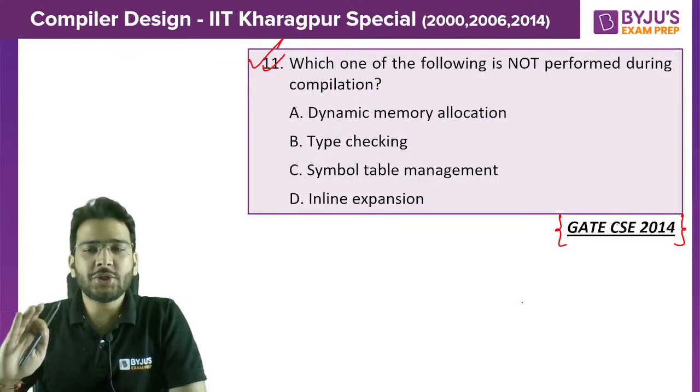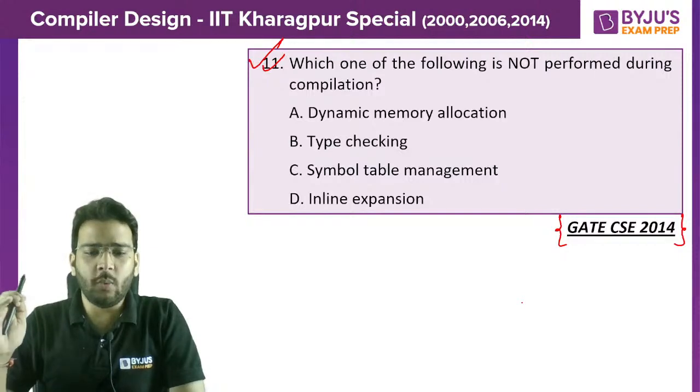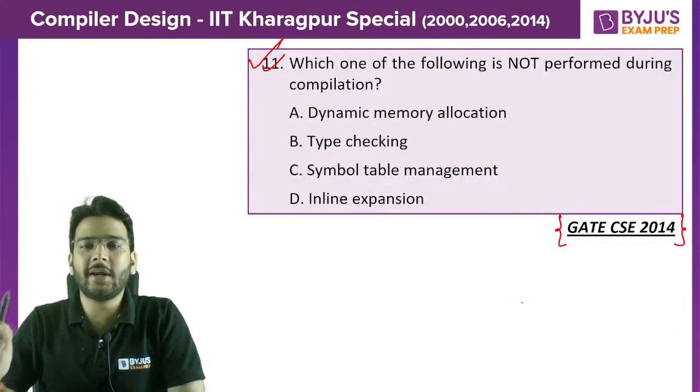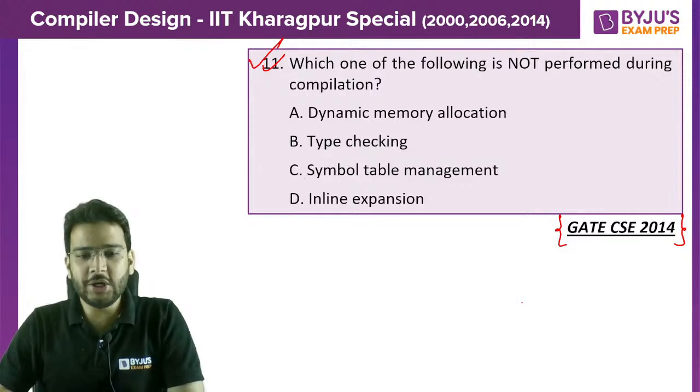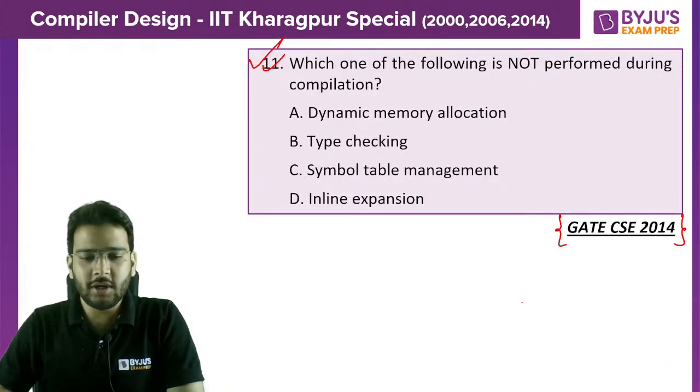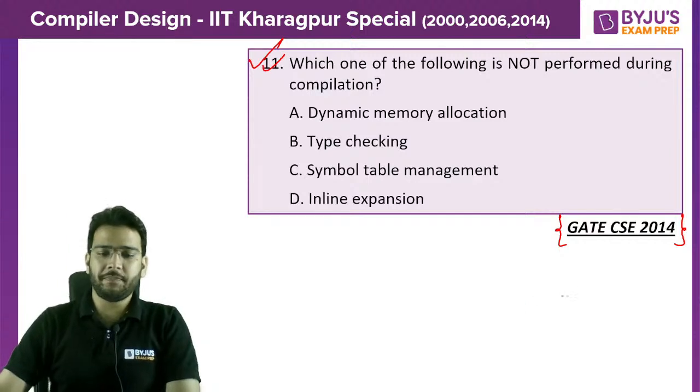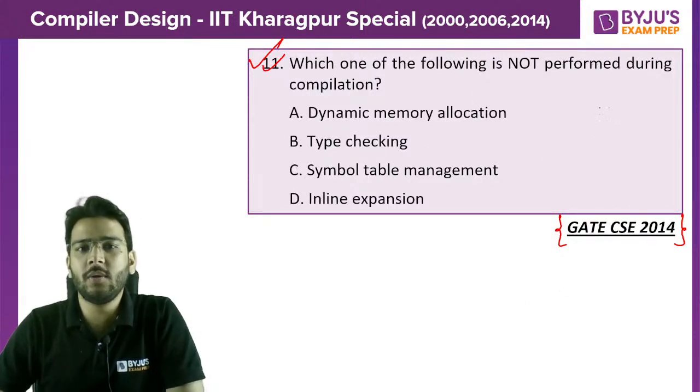Which one of the following is not performed during compilation? Very simple question, very easy question, direct question, 1 mark question, just answer it. What should be the answer here? Kanchan is saying option A should be the correct one. Tahir is saying option A. Utkarsh is saying option A. Okay, everyone is saying option A now. Let's see this question now.